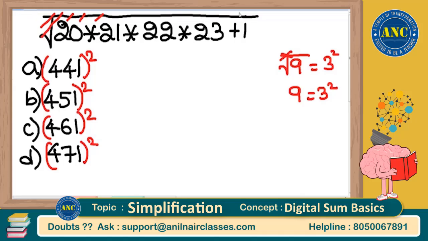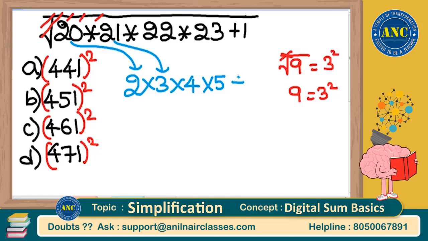I will apply digital sum. 20 digital sum is 2. 21 digital sum is 3. 22 is 4. 23 is 5, plus 1. 5 into 4 is 20, 20 into 3 is 60, 60 into 2 is 120, 120 plus 1 is 121. 121 digital sum is 1 plus 2, 3, 3 plus 1, 4. Question digital sum is 4. Answer also it should be 4.